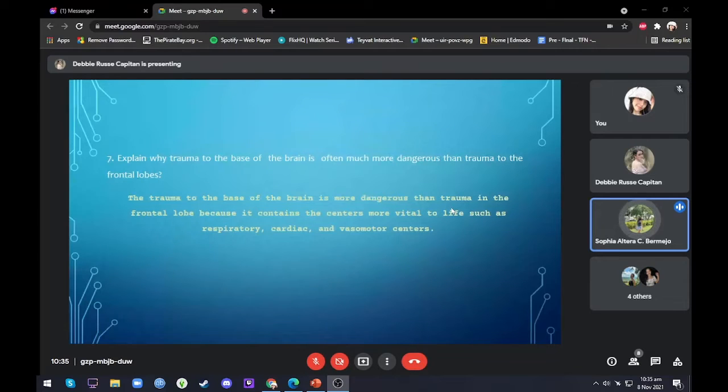For number 7, explain why trauma to the base of the brain is often much more dangerous than trauma to the frontal lobe. Our answer is the trauma to the base of the brain is more dangerous than trauma in the frontal lobe because it contains the centers more vital to life, such as respiratory, cardiac, and vasomotor centers.